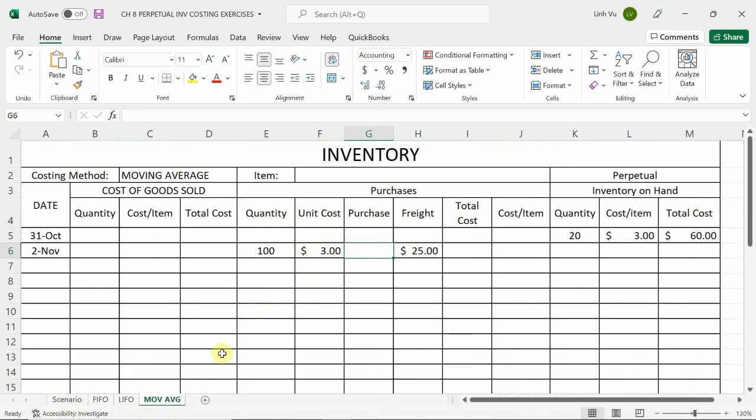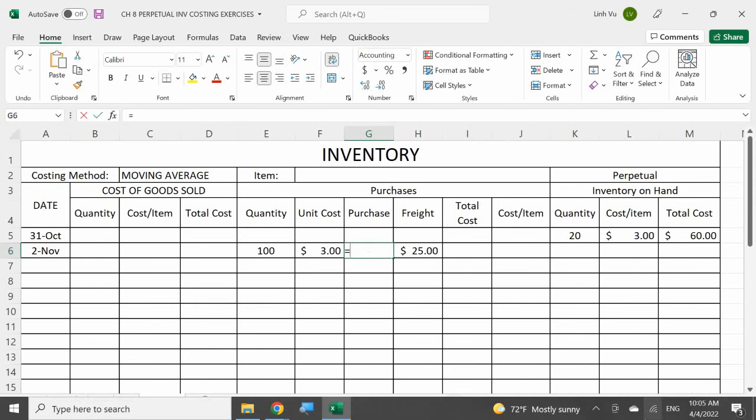What's my 300? Good. Plus 25 gives me a total cost of 325. Good. Now in this case, I'm doing moving average. I do not need to calculate my cost per item because I don't care which batch came first or which batch came last. I care about my grand total cost and my grand total quantity to get my average cost.